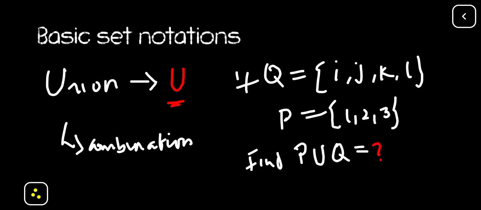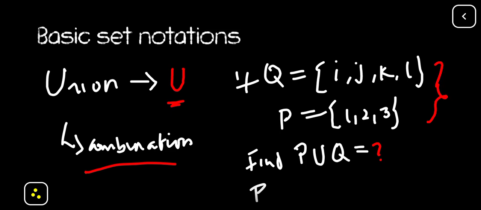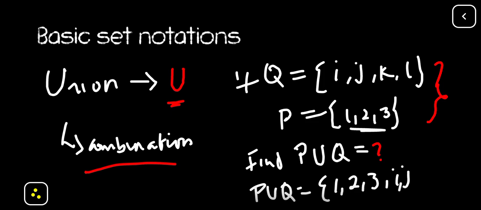You already understand that union means combination, right? So that means we're going to combine these two together. So our answer basically is going to be P union Q is going to be equal to, let's start with the numbers 1, 2, 3. That is for P. Now Q is what? I, J, K, and L. And this will be our answer for P union Q. Is that easy? Well, these are just basics of set, so it should be easy.